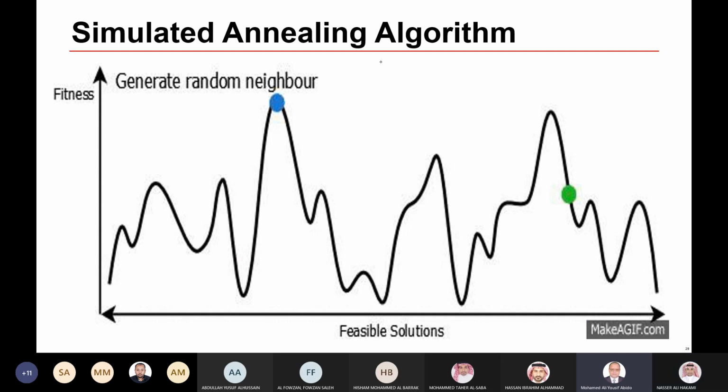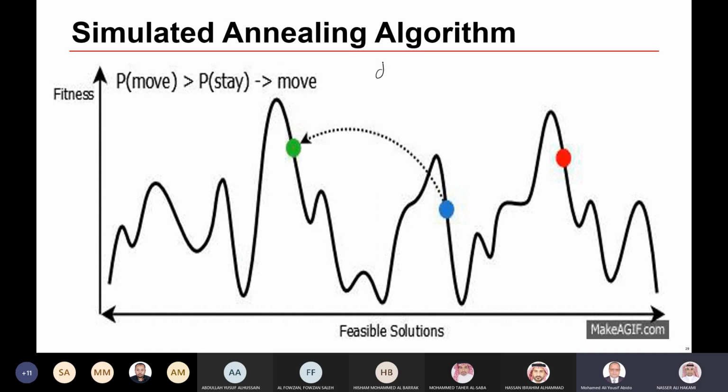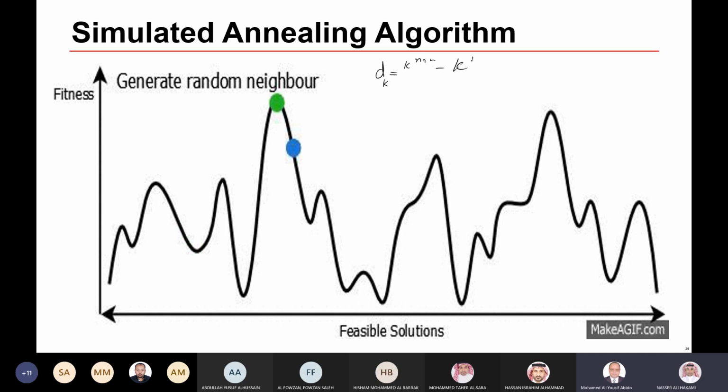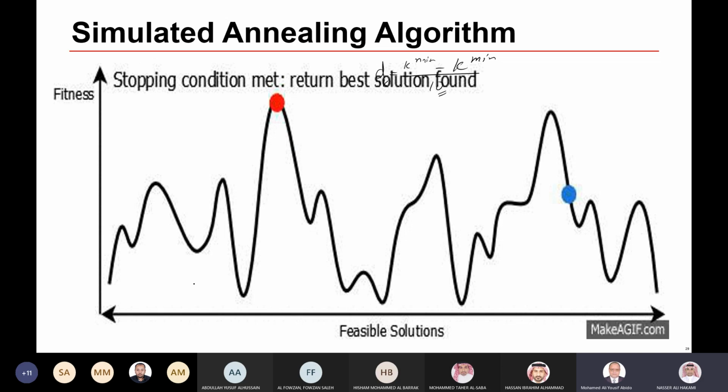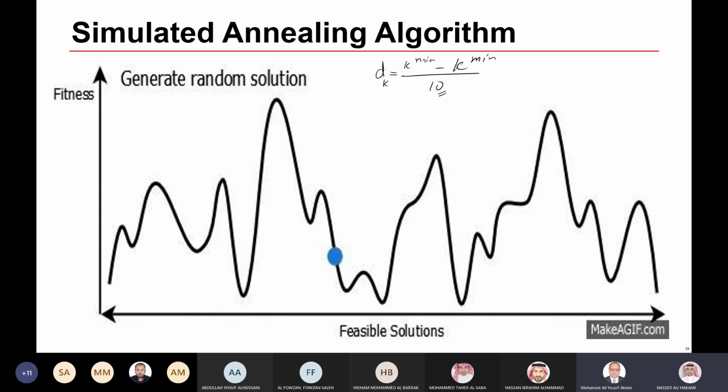As we mentioned earlier, you define the neighborhood. D equal to, for example, in terms of K, K max minus K minimum, over 10, for example. By the way, this 10 is a key parameter. And maybe 10 is very low, and of course you need trial and error.